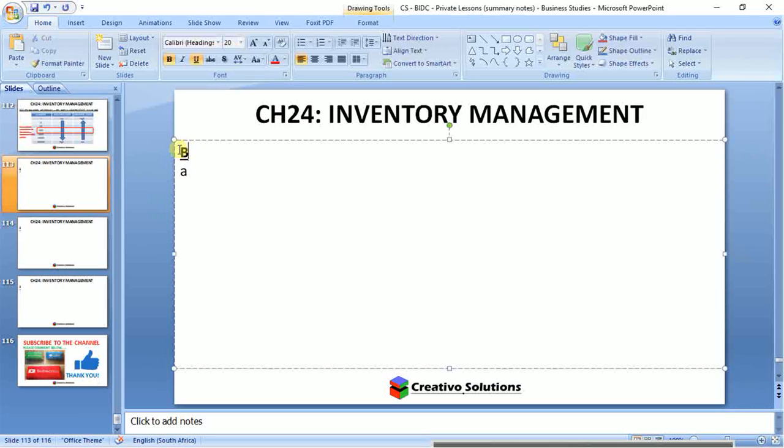Right, next topic. Controlling inventory levels. Okay, that's the focus here. Right, so far we've looked at holding and ordering cost, do you agree? What do we still need to look at? Controlling. Yes, so now what does the controlling involve?